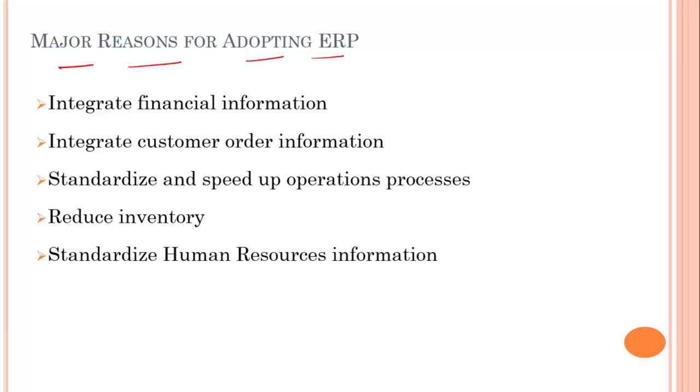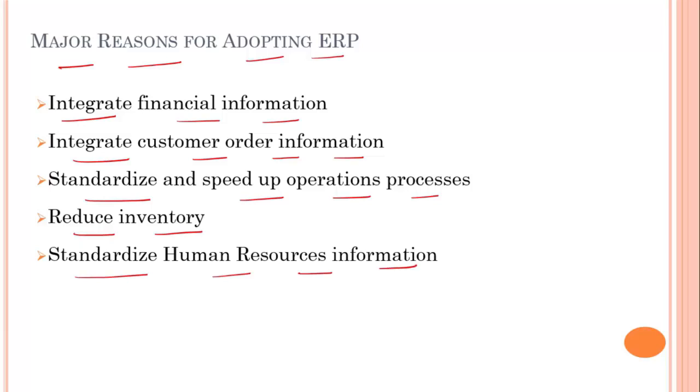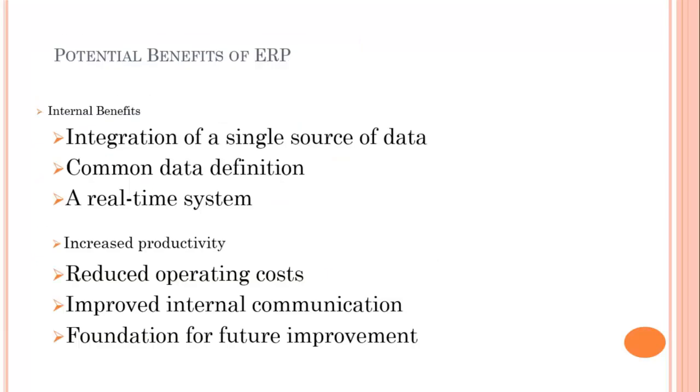So what are the reasons for adopting the ERP? Why are we using the ERP? First is to integrate financial information that is spread across the company. Second is to integrate customer order information. Third is to standardize and speed up the operations that are being performed inside the organization. Next is to reduce the inventory. And last is to standardize human resources information. So these are all the reasons why we are using the ERP.